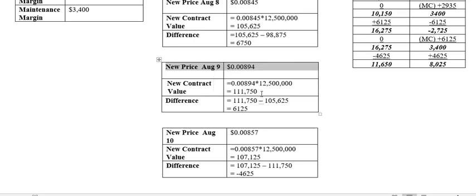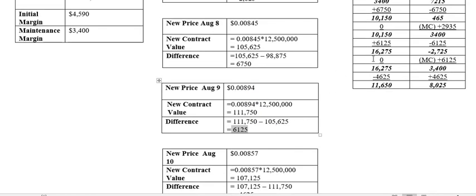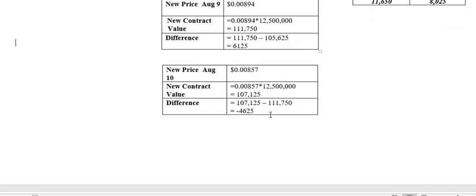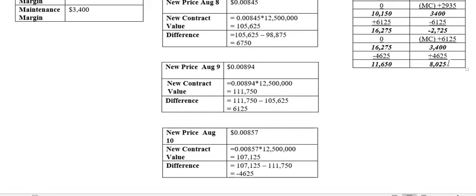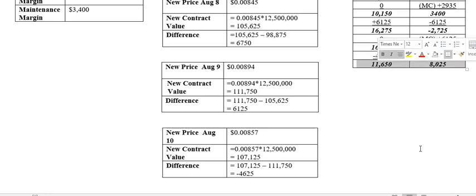Same procedure: the new contract value, then new contract value minus the old contract value, and the same process is followed till the last day, which is August 10, and our remaining balances are 11,650 and 8,025. I am recording the video very briefly because you now have good practice on the calculations of the future contract because of our previous videos.